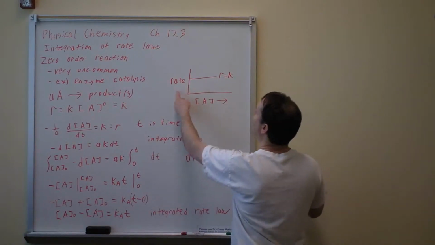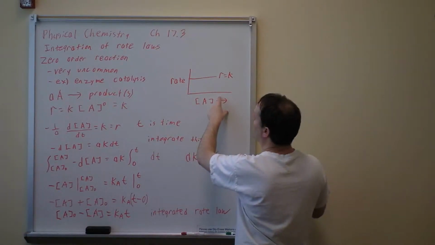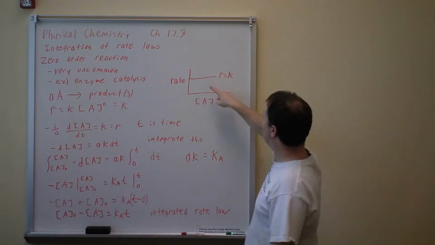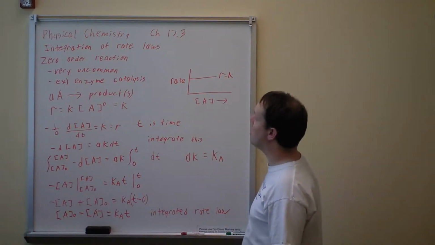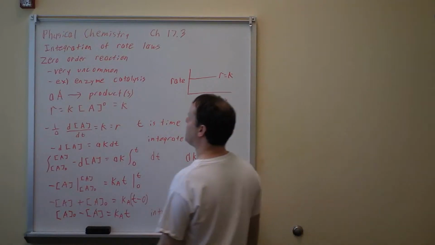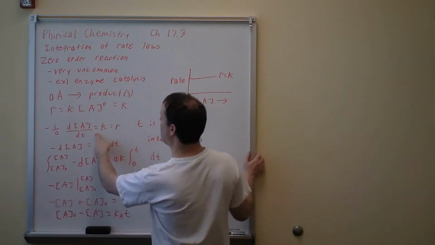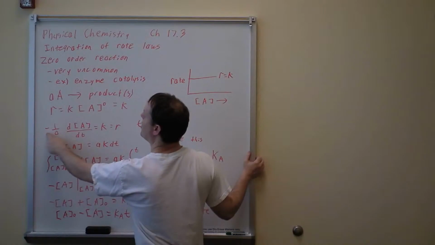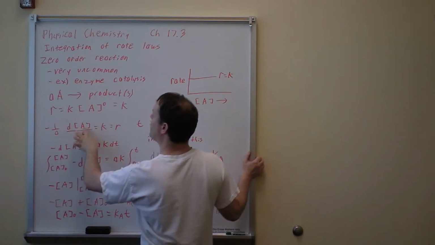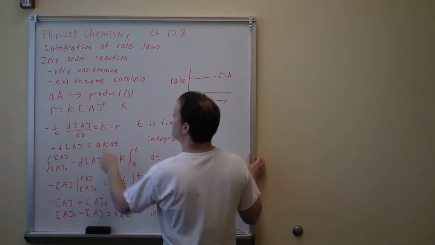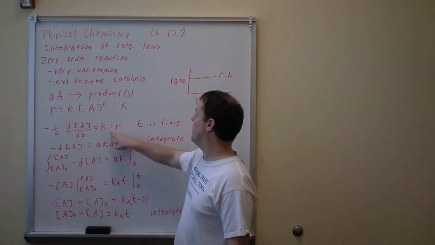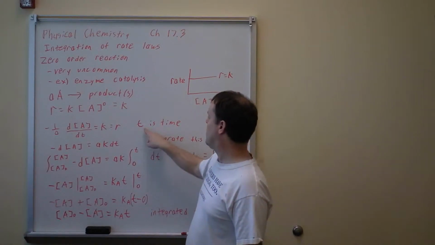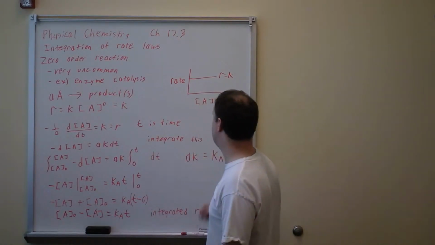So if you graph rate versus concentration of A, or time actually, it's a horizontal line. The rate is always just equal to K, the constant. Now, remember we showed before how our rate, by definition, is always, for any reactant, minus 1 over a times the differential of the concentration of A divided by the differential of t. And this is going to be equal to a constant for a zero order reaction. Remember, lowercase t is time.